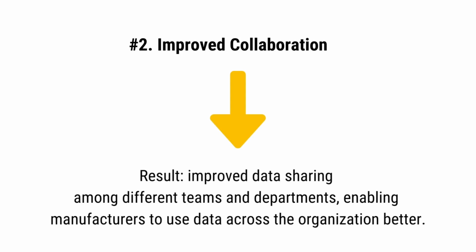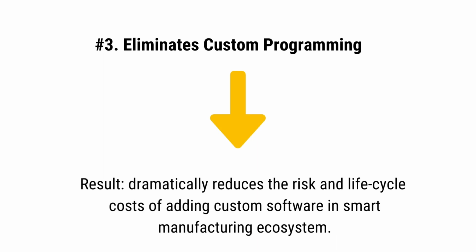Number 2. MQTT Sparkplug establishes a single source of truth for data from all siloed OT legacy equipment, enabling and defining it for IT. This supports collaboration and data sharing among different teams and departments, allowing manufacturers to use data across the organization better.